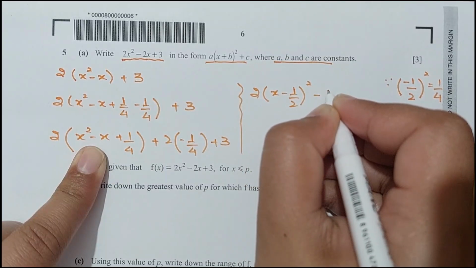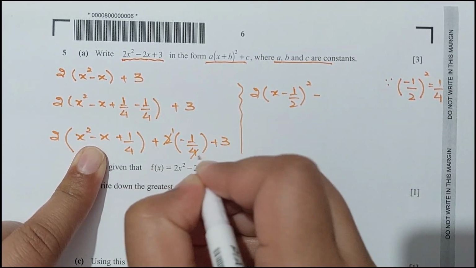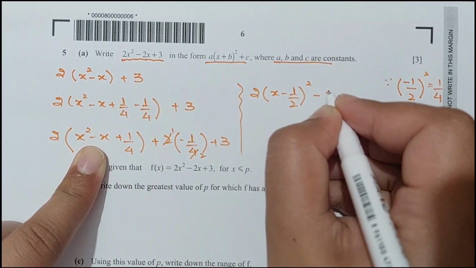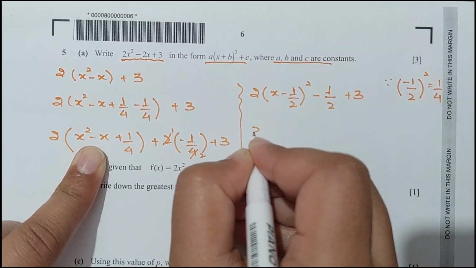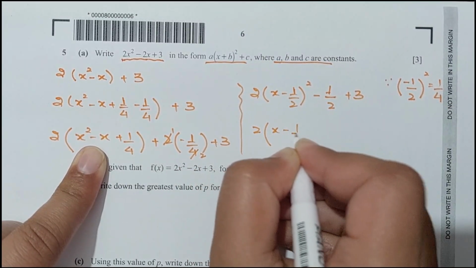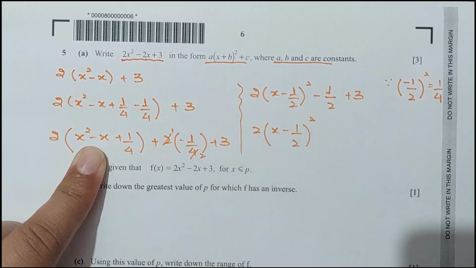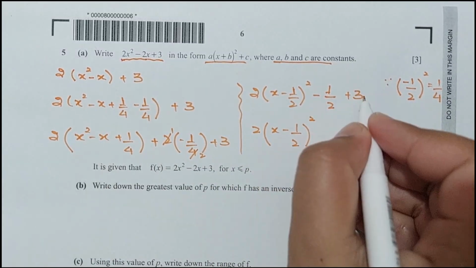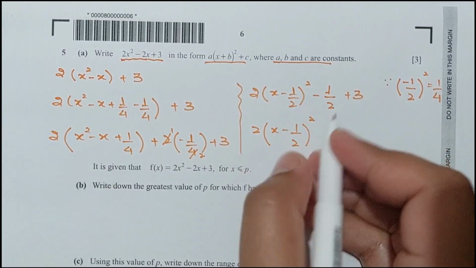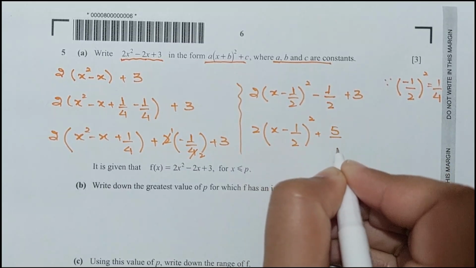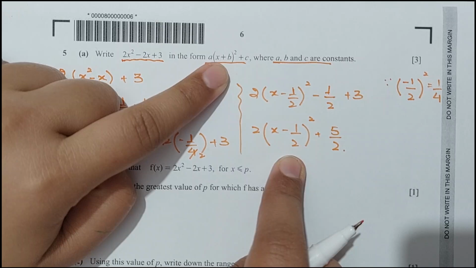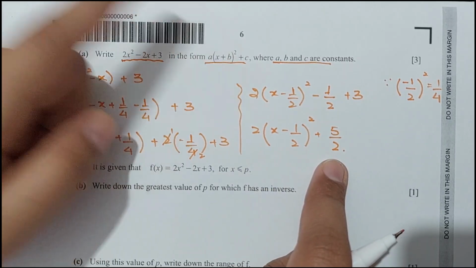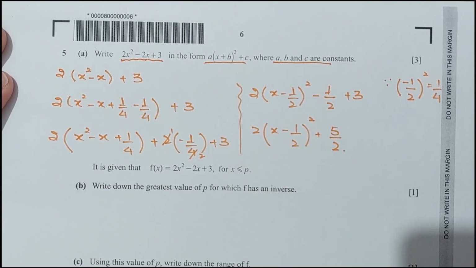Here we have negative 2 times 1 is 2, 2 times 2 is 4, negative 1 by 2 and plus 3. So 2 into x minus 1 over 2 whole square. Now 2 times 3 would be 6, and 6 minus 1 would be 5 over 2. So a value is 2, the b value is minus 1 by 2, and the c value is 5 by 2. These are all constants.